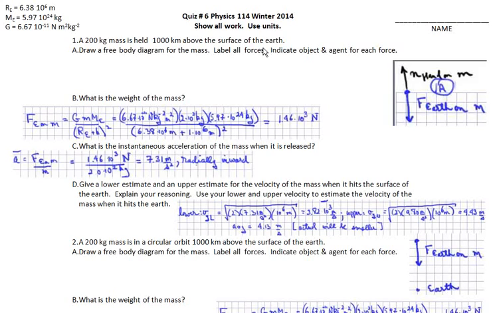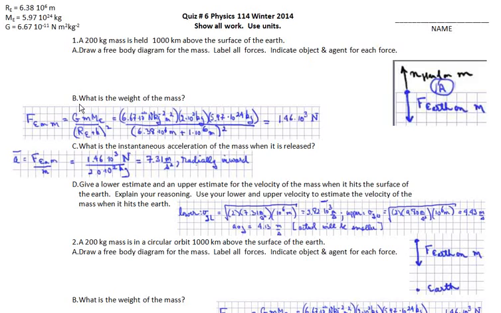Okay, so first of all, the free body diagram in part A is simply the mass m with the force of the Earth on m downward and the normal force of the hand on the mass upward. And if you didn't put this in, I didn't take off, but technically speaking, this is in agreement with the words that I used. Note that the object and agent are indicated for each force.